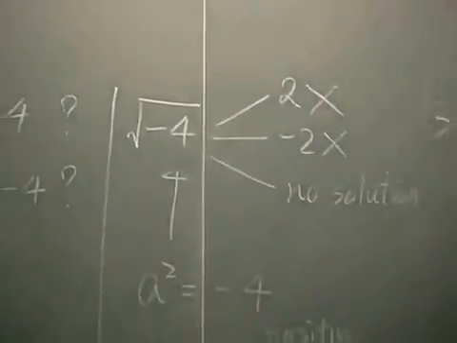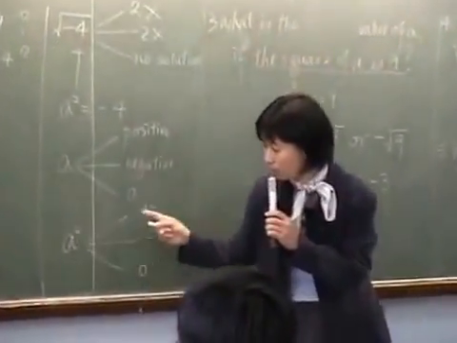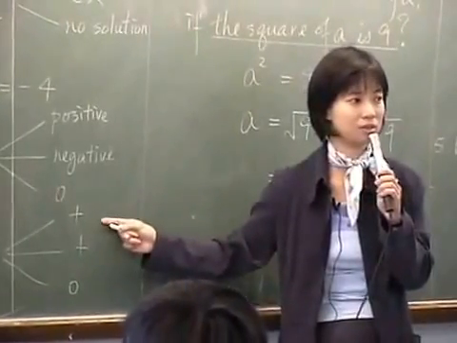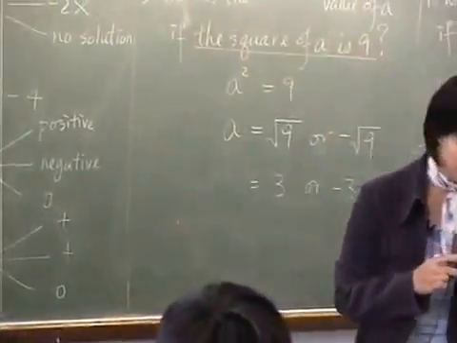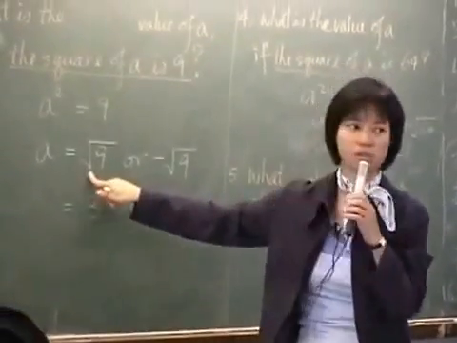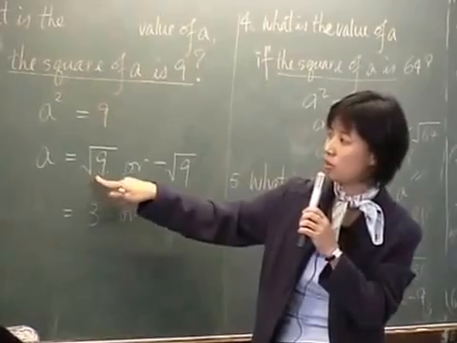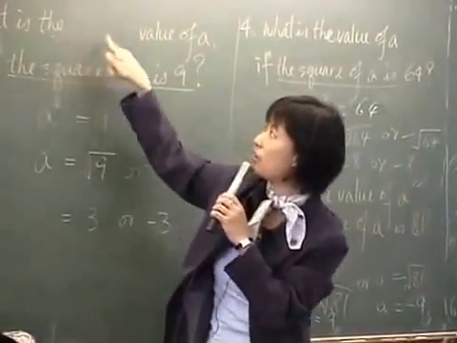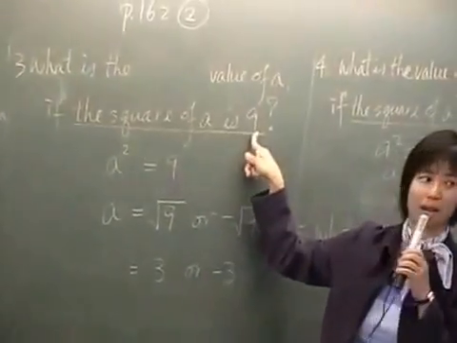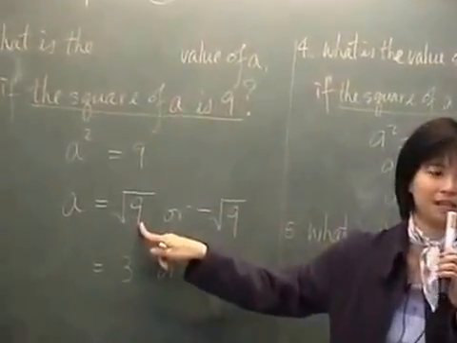Because for all squares, you cannot find a negative result. Do you have any questions? No. So in this case, we just learned something about the meaning of the square root. What is the meaning of square root? Taking the square root of 9 is to find the number a such that the square of a equals 9. So you just take the square root of 9 to find the answer.